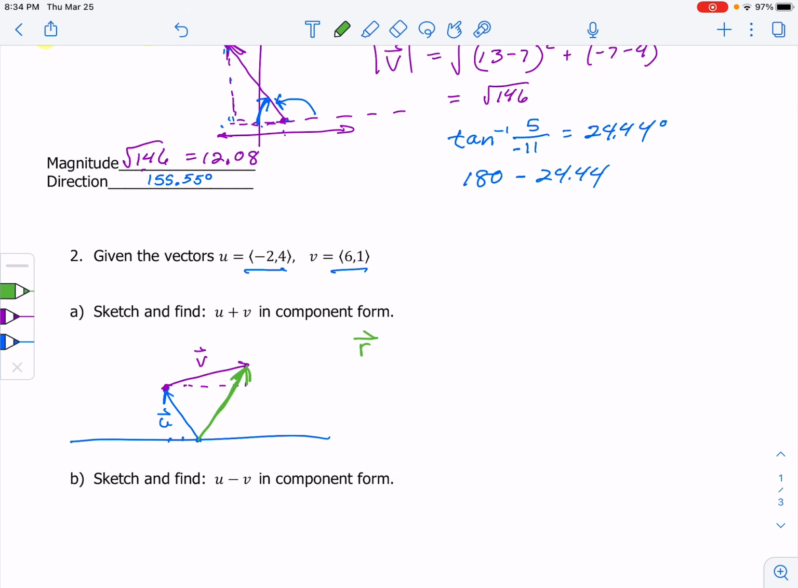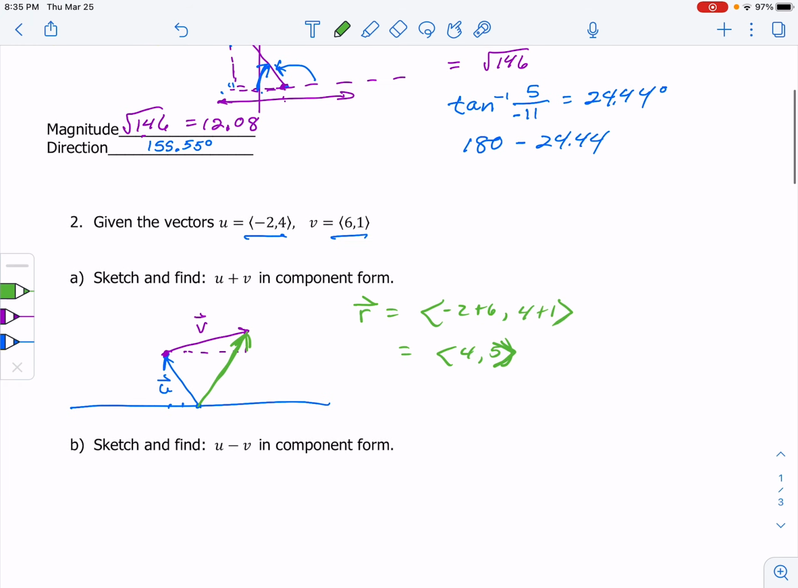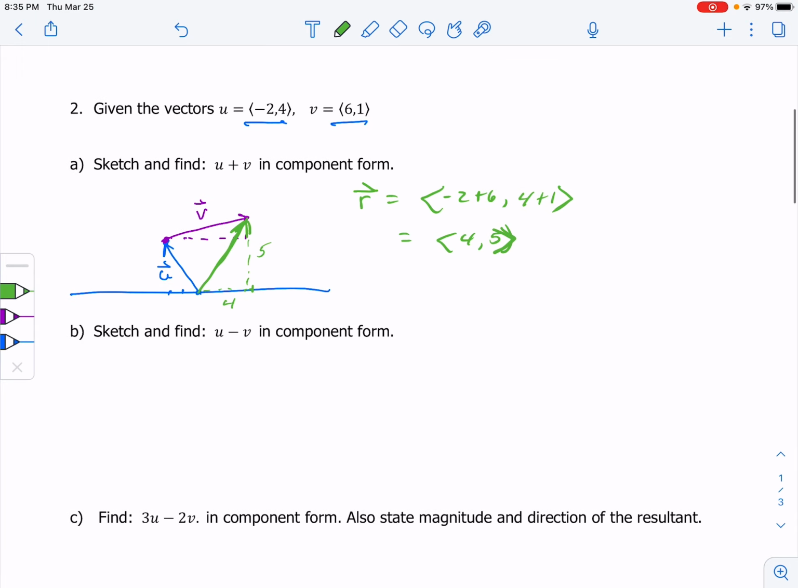So R is my resultant. You'd have -2 plus 6, and you'd have 4 plus 1. So you'd get <4, 5>. And that's your resultant here. This is 4, and this would be 5. Alrighty? Sketch and find U minus V.